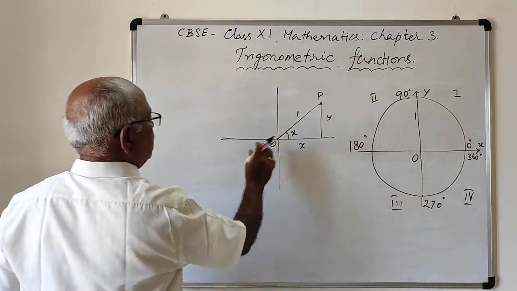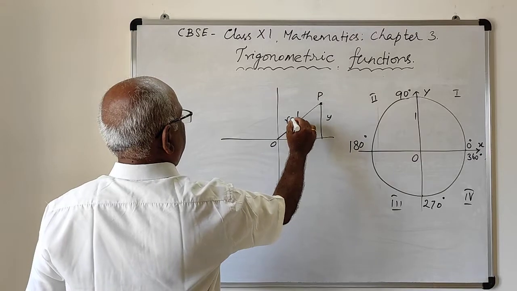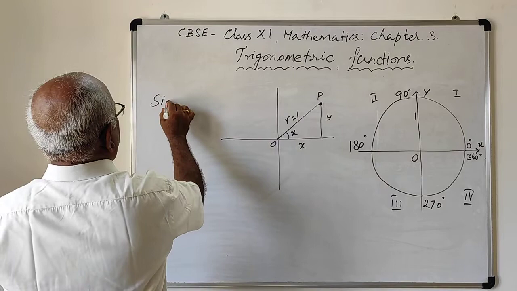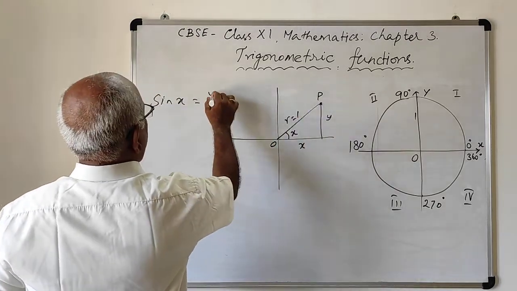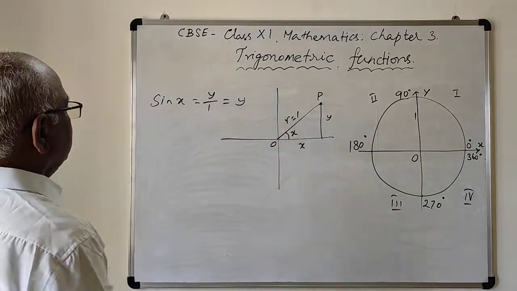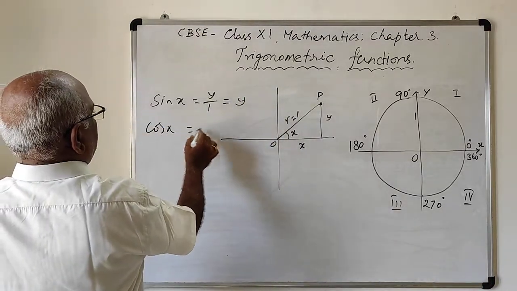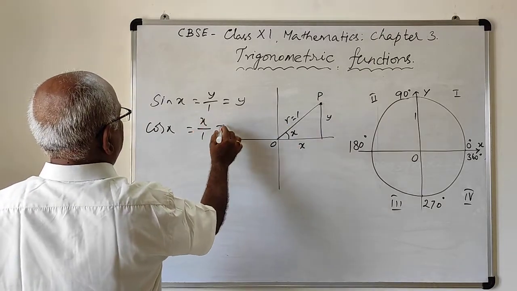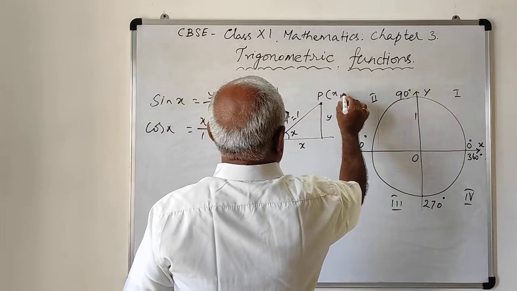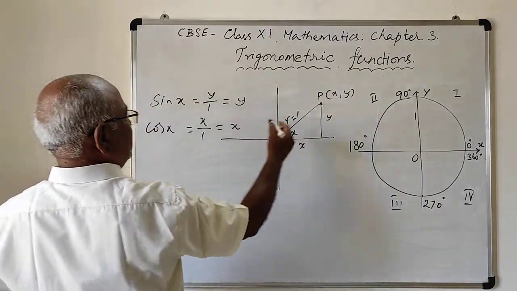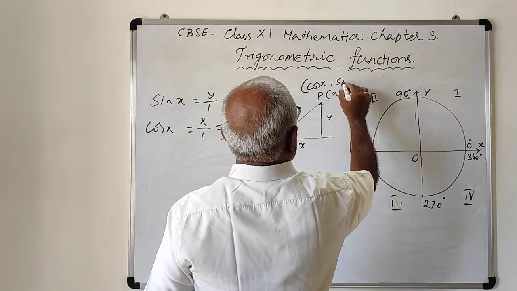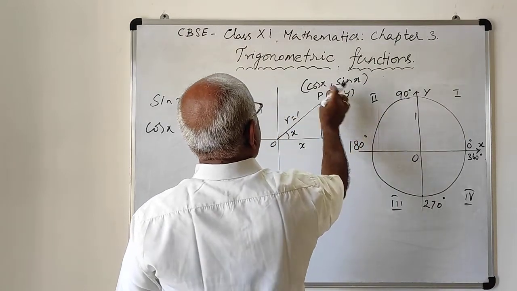Angle is x, radius is equal to 1 unit, therefore sin x equal to opposite by hypotenuse, y by 1, that is equal to y. Cos x equal to adjacent by hypotenuse, x by 1, that is equal to x. So the point P is x comma y, that is nothing but cos x comma sin x. X is cos x, y is sin x.